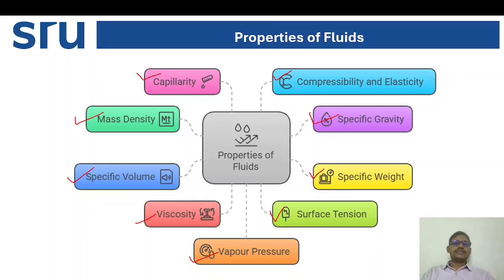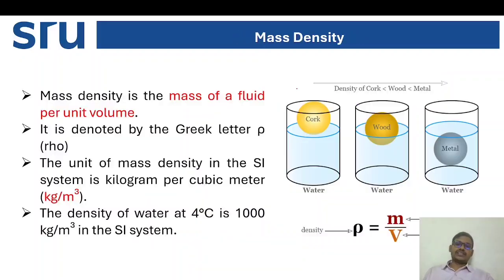So now we can see one by one what is mass density, what is specific gravity, what is specific volume, and specific weight. And after that we will see viscosity, surface tension, and vapor pressure, as well as capillarity and compressibility, as well as elasticity. So now the first one, mass density. Before going to that, first we will go with the formula.